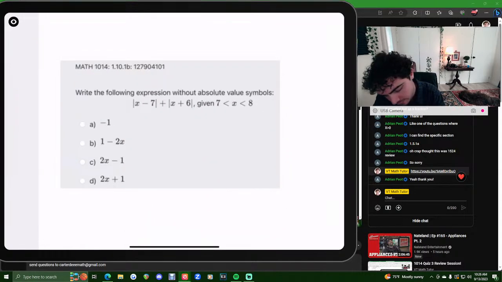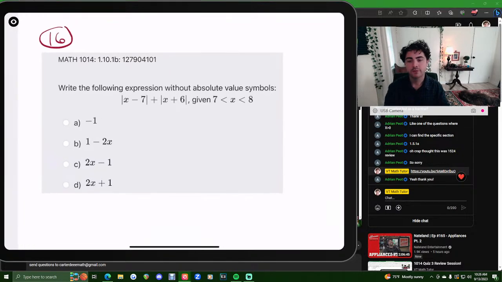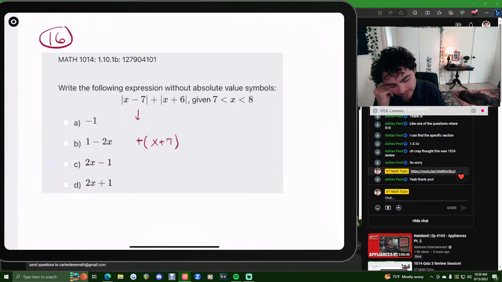Let's do number 16. They ask us to write the following expression without absolute value symbols. So the approach here is we're going to drop the absolute value bars. When we do so, we could either have a positive outside the parentheses, or we could have a negative. So we're trying to figure out whether we should have a positive or a negative when we drop the absolute value bars. That's all going to depend on the domain interval they give us here.